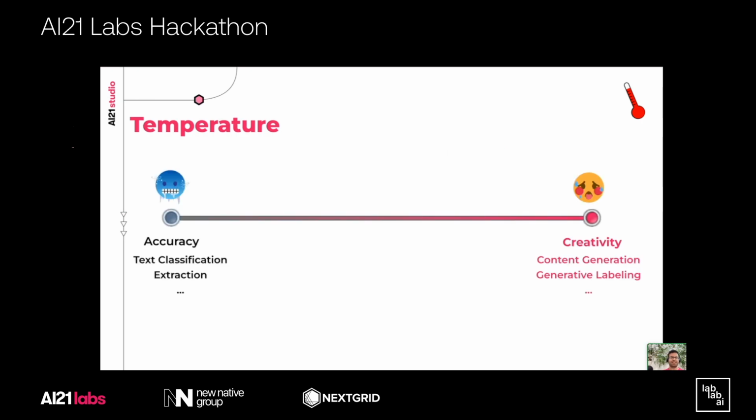So what about the temperature? We really need to think about the task. If your task requires high accuracy, such as text classification or extraction, or essentially every time you need your output, the completion, to be rather short and very accurate, not about creativity, use low temperature. If you want to do generative labeling, content generation, or longer text, you can crank up the temperature. We recommend working with temperature 0.7 most of the time, and just play from there.